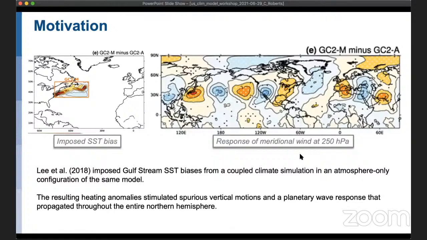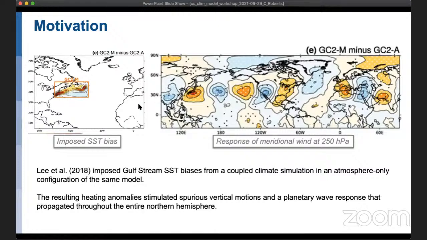And there have been several idealized model studies showing that atmospheric errors can be explained by biases in North Atlantic SSTs. For example, this paper by Robert Lee and others imposed SST biases from a coupled simulation in an AMIP version of the same model. And these heating anomalies cause spurious vertical motion and stimulate this planetary wave response that propagates throughout the entire Northern Hemisphere.